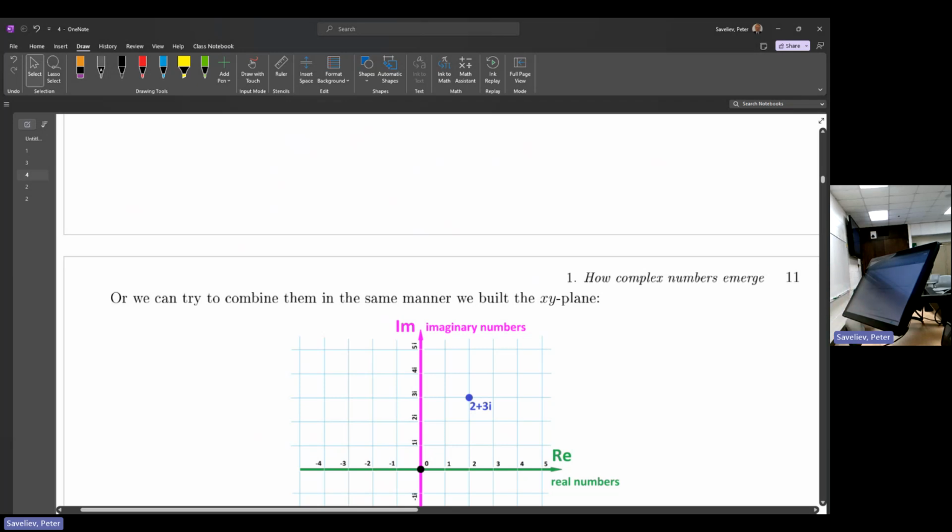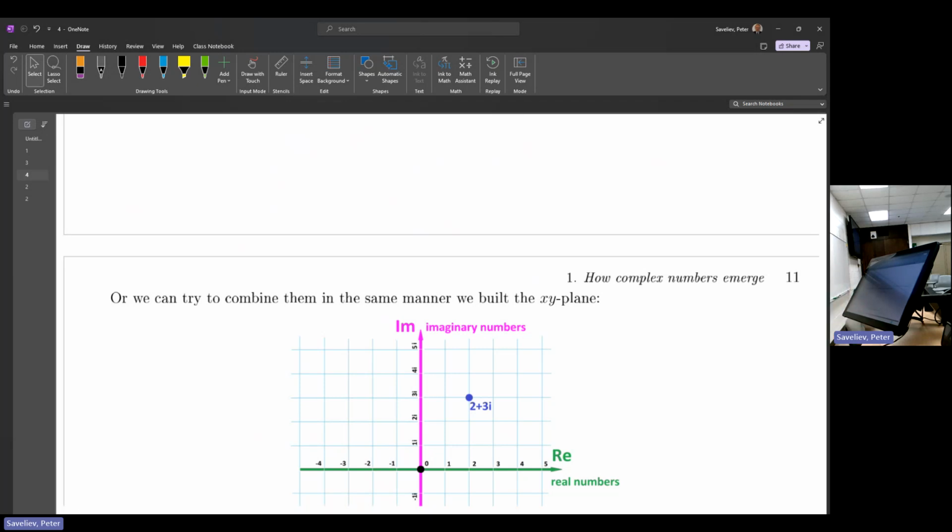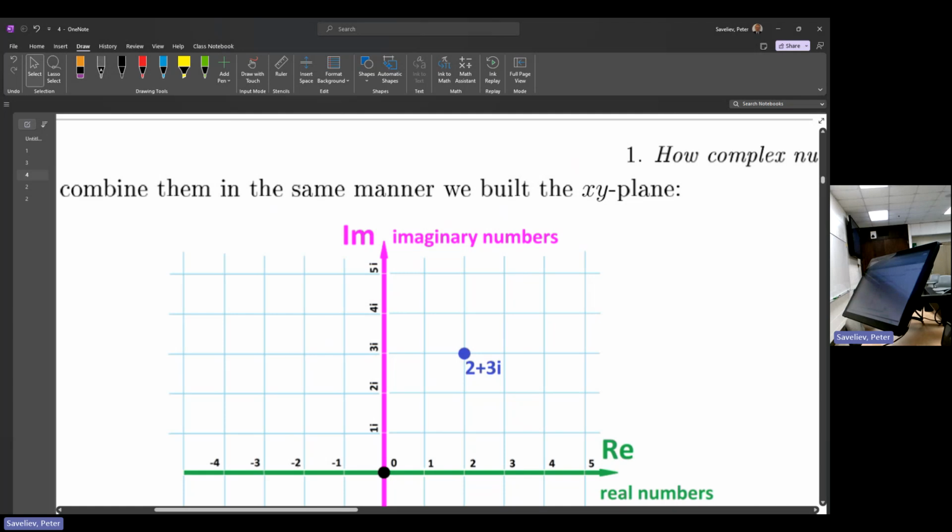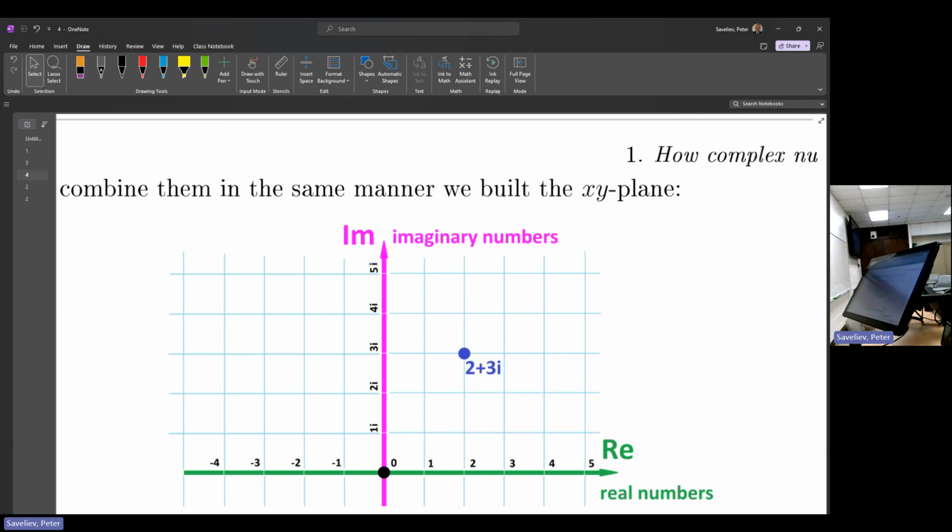So one axis, the other axis, and then every complex number, such as this 2 plus 3i, is represented as a point on the plane. So this is called the complex plane. Once again, the real axis is the horizontal, and the vertical is the imaginary axis. And then the whole plane is filled with complex numbers. That's what makes them complex.